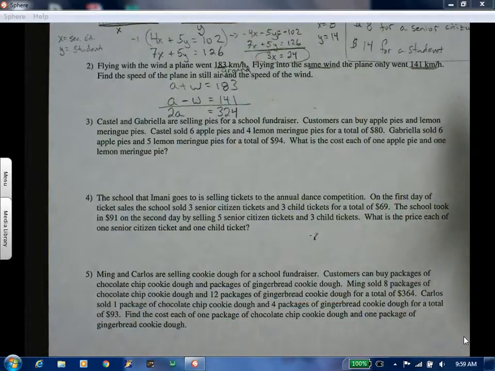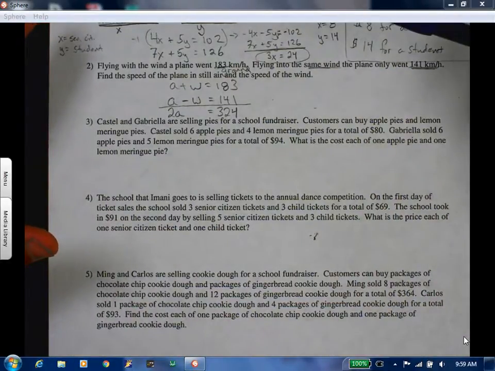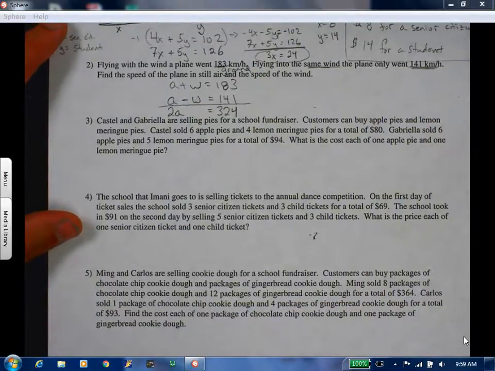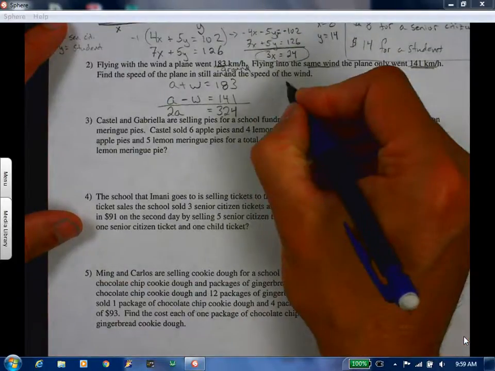Most common mistake is people will just put A equals and not 2A equals. Okay. So 324 divided by 2 would be 162. So airspeed equals 1.